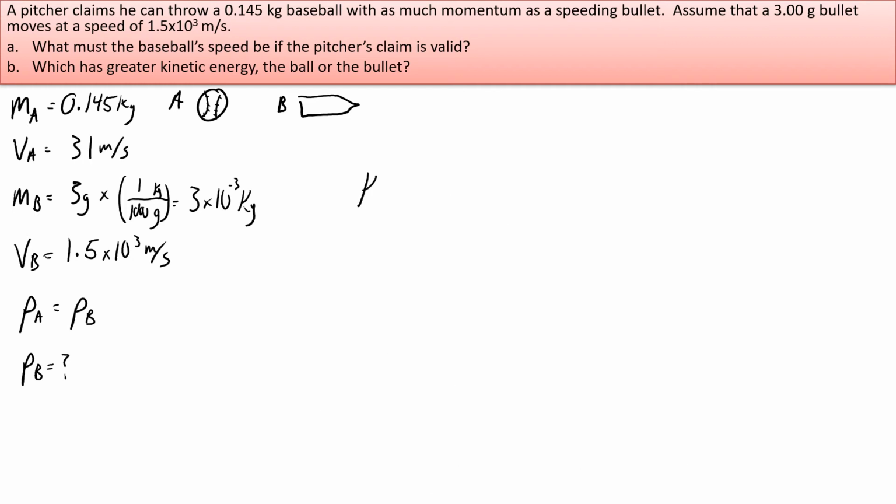Well, the kinetic energy is equal to 1/2 mv squared. Ooh, the velocity is squared, so it has more of an impact on the kinetic energy. So which one do you think is going to have a greater kinetic energy? Or are they going to be equal since the momentums were equal? Well, I'll do the math for you, and we'll see if your prediction is correct.